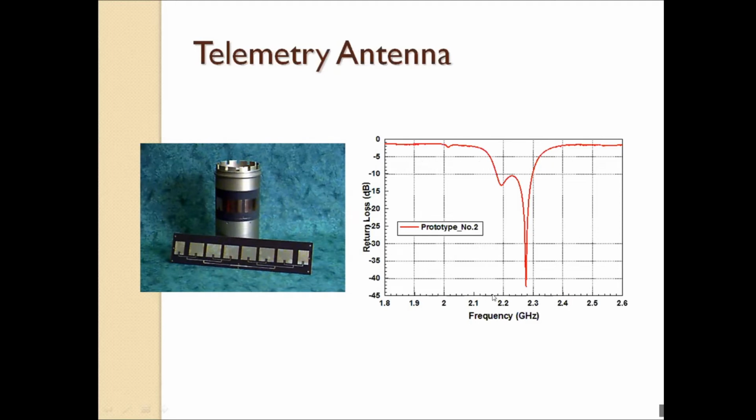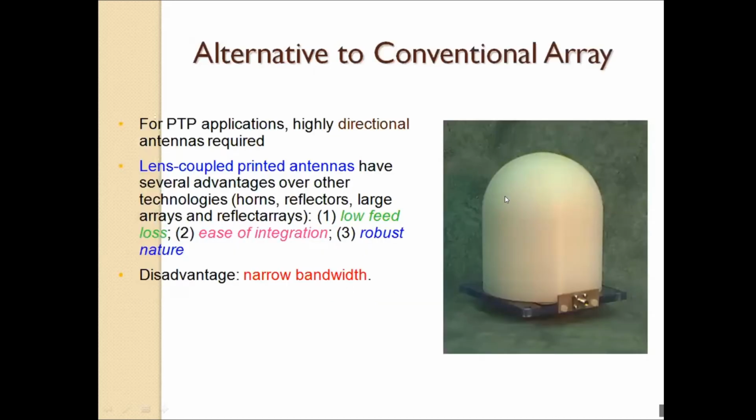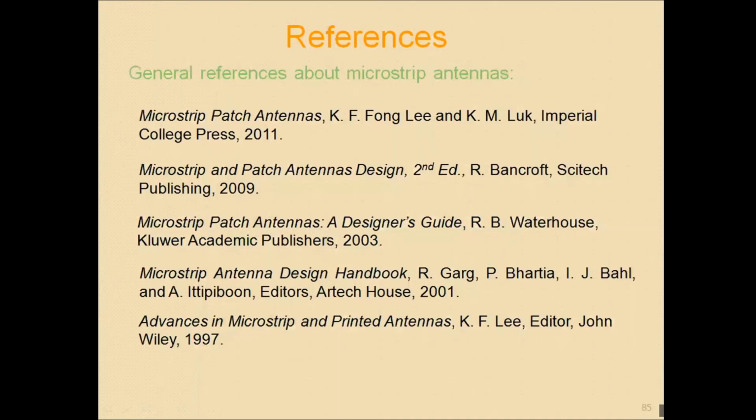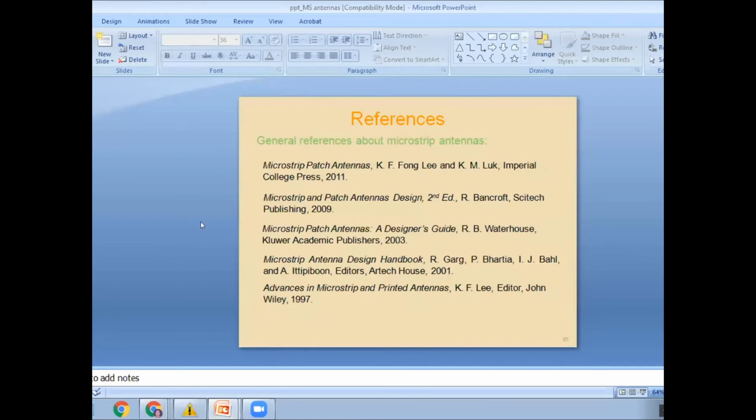Return loss, you see minus 45 dB, at least reaching minus 40 dB, and below minus 10 dB starting from this point, in the range of all the biomedical applications. ISM band of 2.45, but here it is working from 2.18 or 2.2 to 2.3. The lens coupled printed antennas. We'll go for textile.